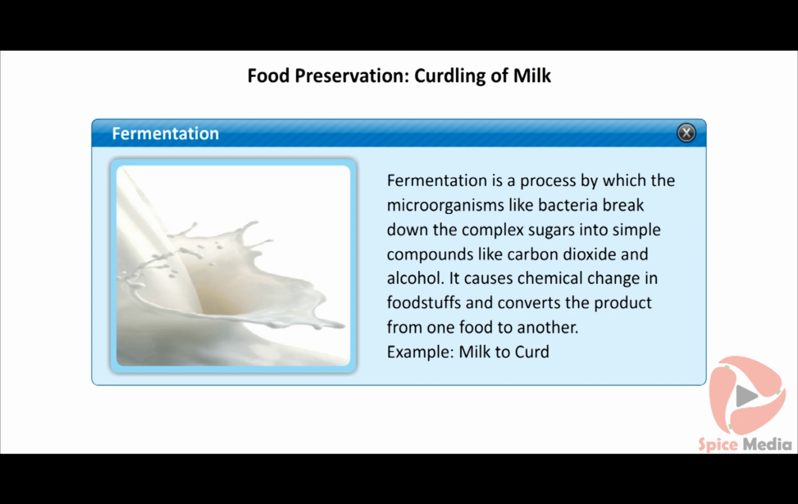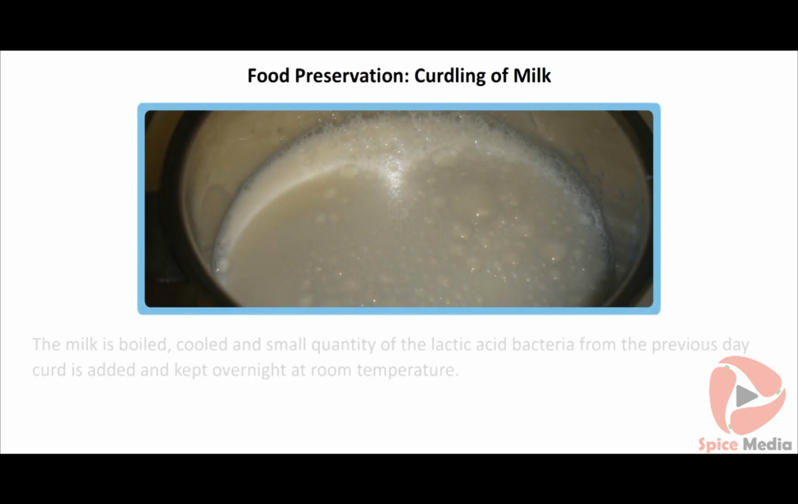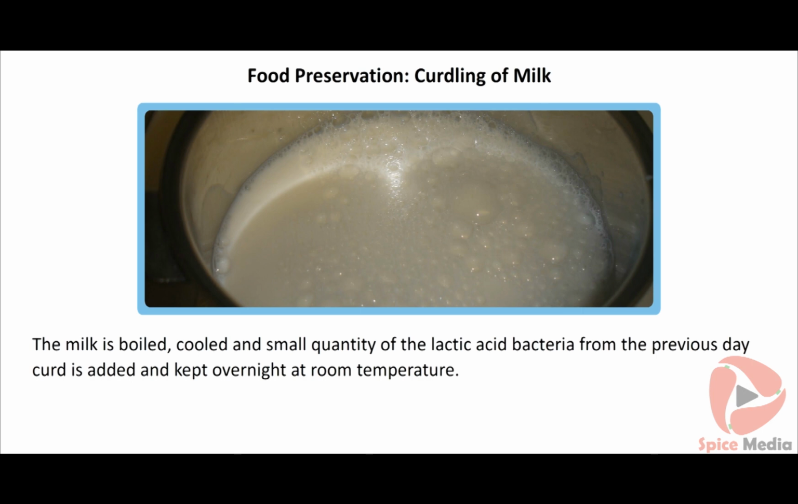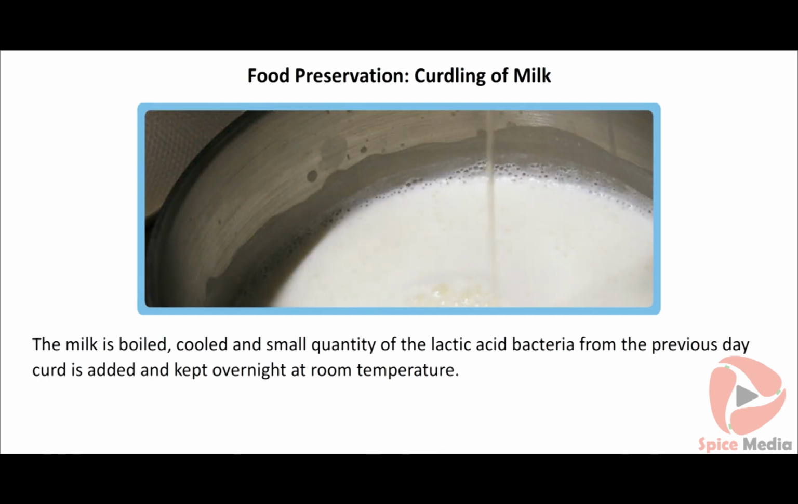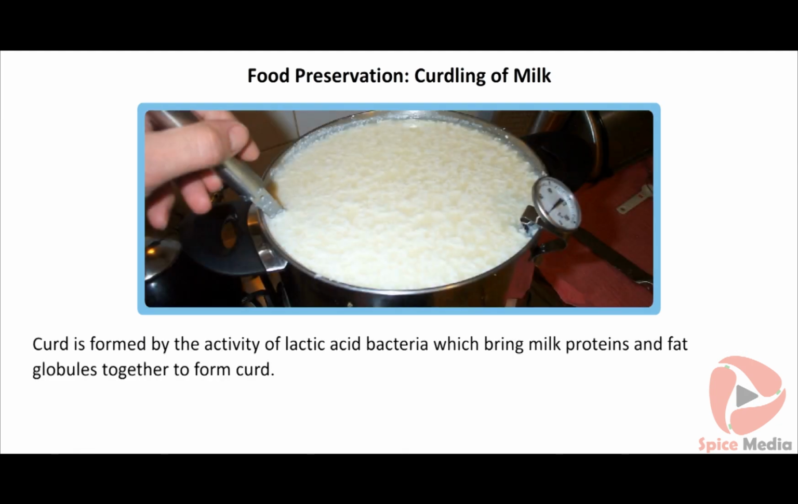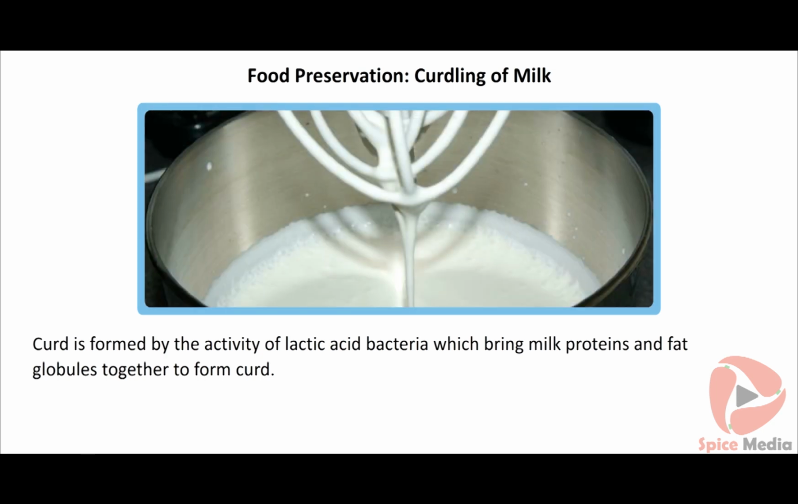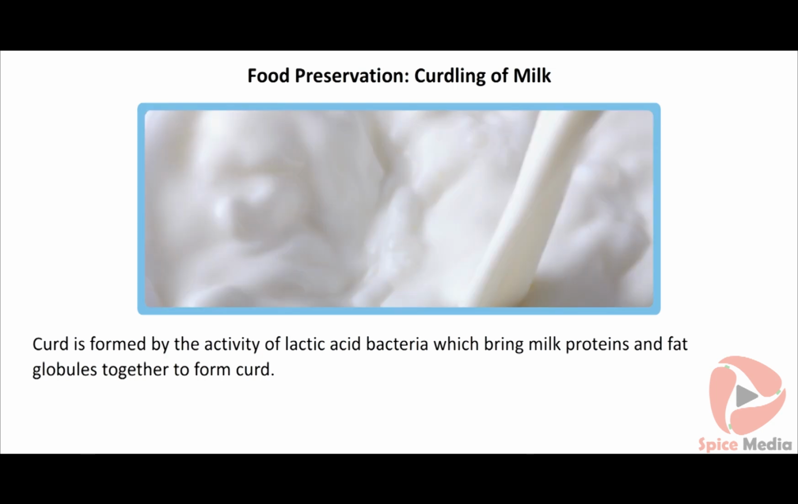Example, milk to curd. In houses, the milk is boiled, cooled, and small quantity of the lactic acid bacteria from the previous day's curd or buttermilk is added to it. It is kept overnight at room temperature. Curd is formed by the activity of lactic acid bacteria which bring milk proteins and fat globules together to form curd. Thus, milk is converted to curd. Butter is obtained by churning curd. The leftover liquid is buttermilk.